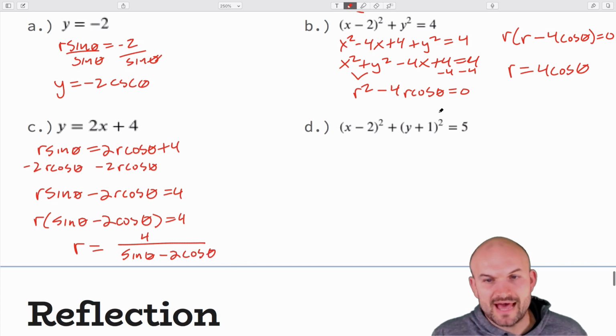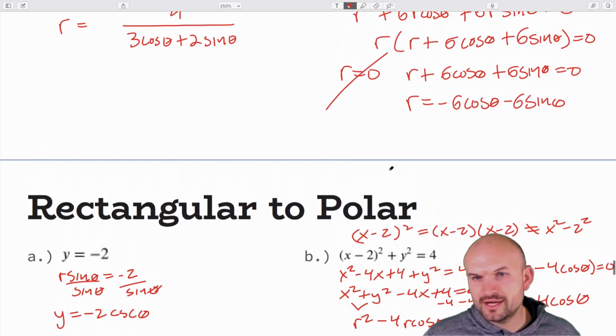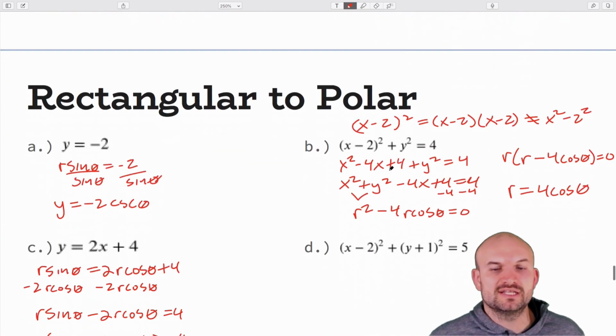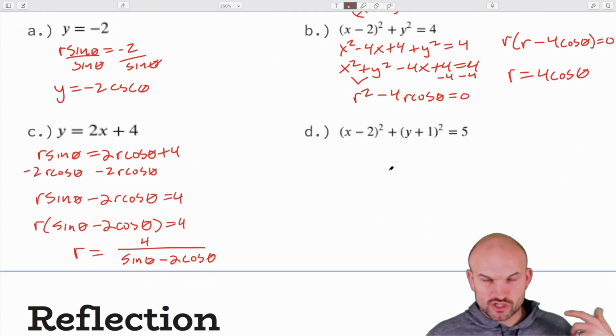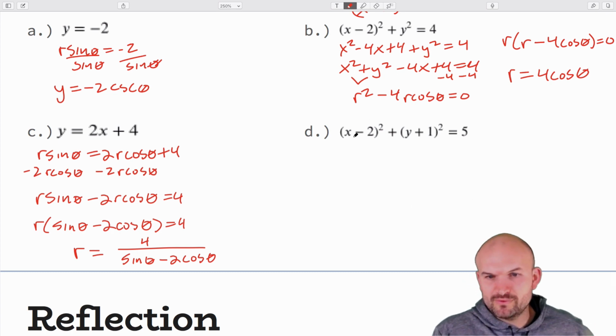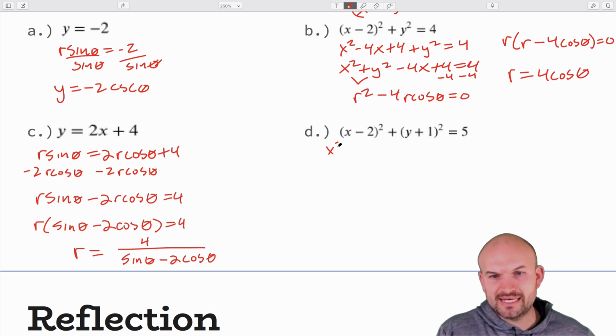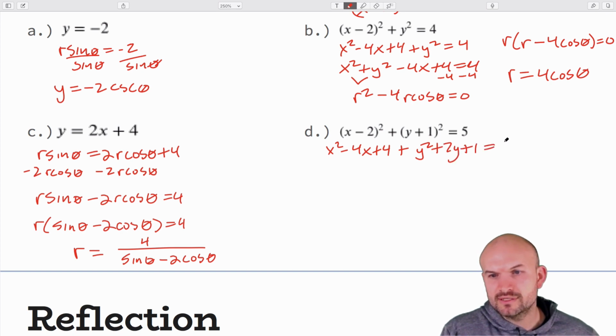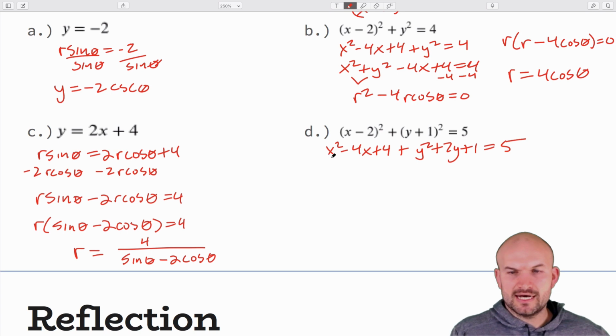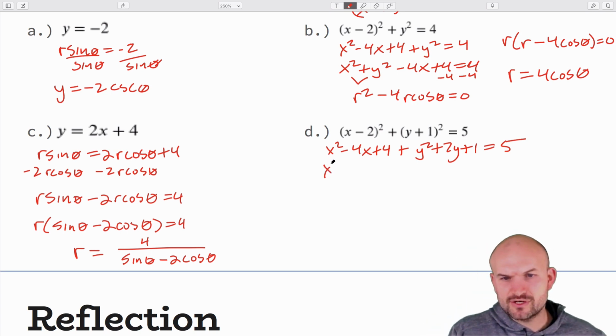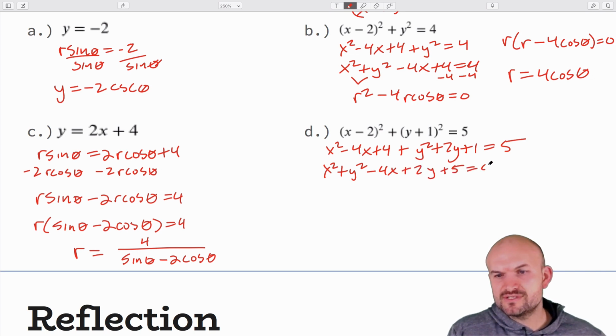All right, and then the last one is going to be just like the one I did up here. So I will skip over a little bit of steps, or at least not show everything. But again, hopefully we can expand this out. So when I expand this out, that's going to give me x squared minus 4x plus 4 plus y squared plus 2y plus 1 equals 5. I'll group these together. So x squared plus y squared minus 4x plus 2y plus 5 equals 0.